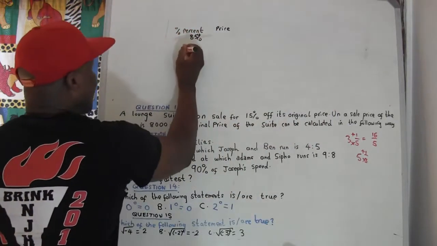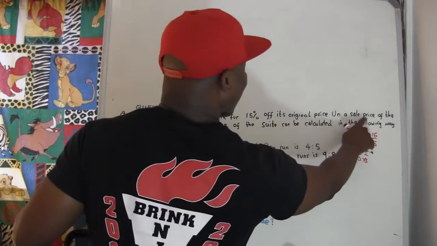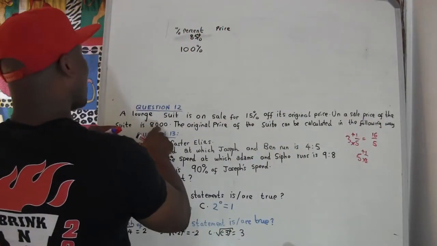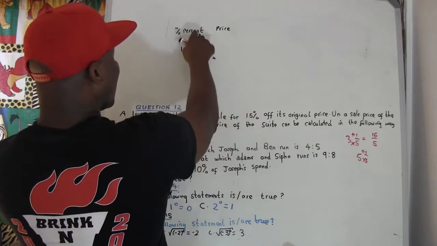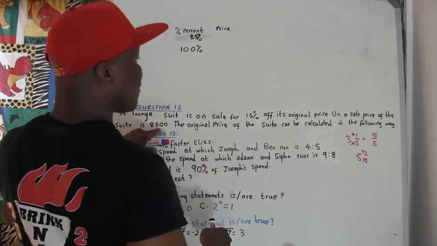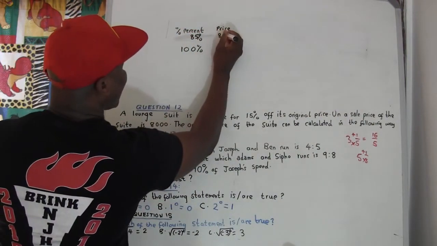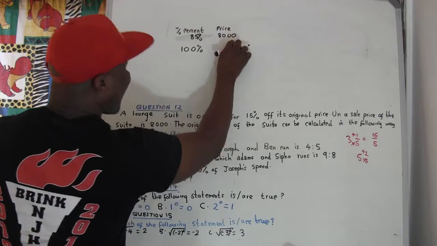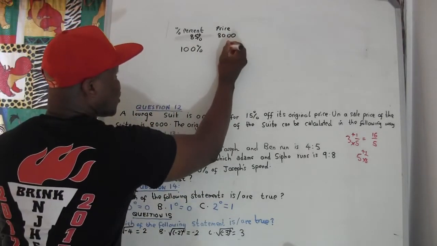So the original price was 100%. This is in terms of percent. On a sale price, the suit is, so they say on sale price it was 15% off. So this is 85% because it was decreased by 15%. And the price at which they sell it is 8,000. So 8,000 is going to be here. When they sell it, they sell for this price. So I don't know the original price. So you put X here because you don't know.